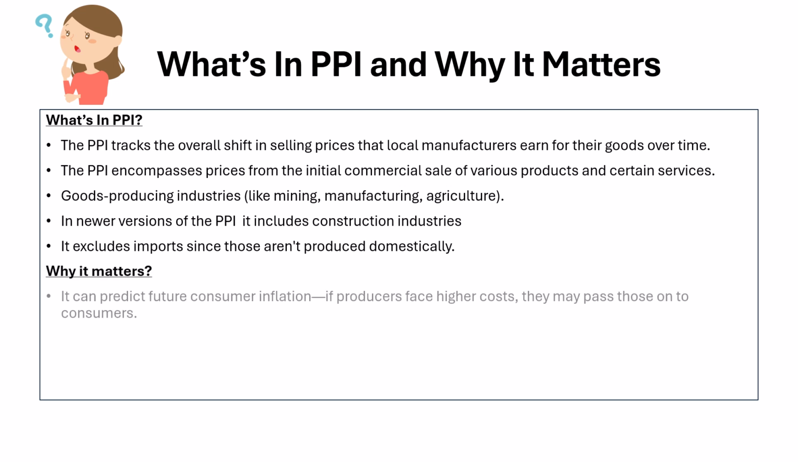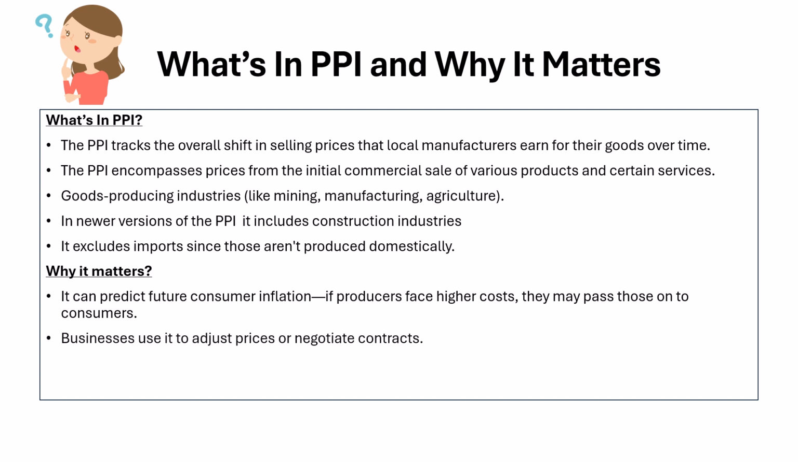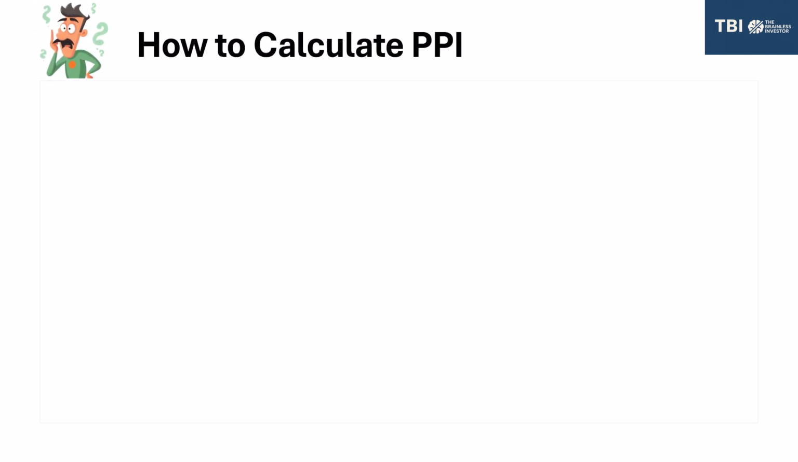So why does it matter? It can predict future consumer inflation. If producers face higher costs, they may pass those on to consumers. Businesses use it to adjust prices or renegotiate contracts. Policymakers and economists use it to assess inflation trends. So now we understand what PPI is and why it matters. Let's look at how to calculate PPI.